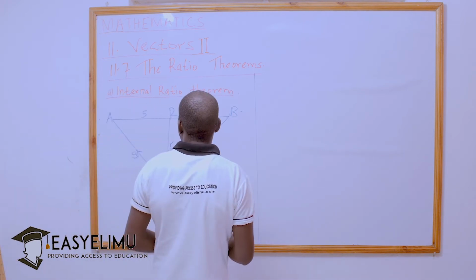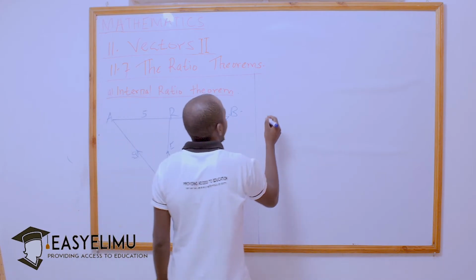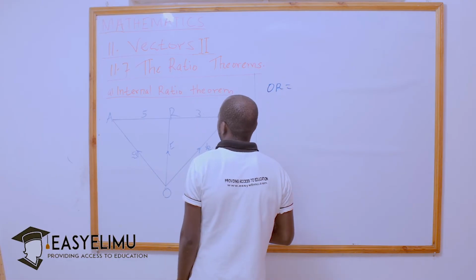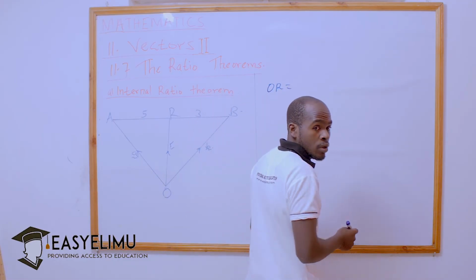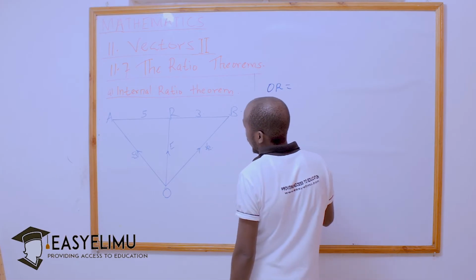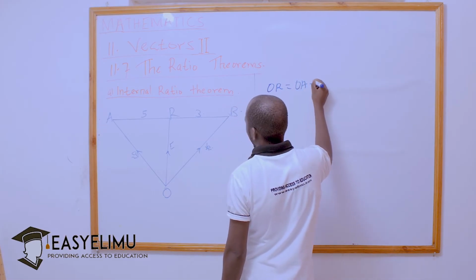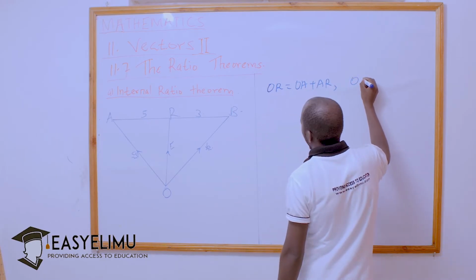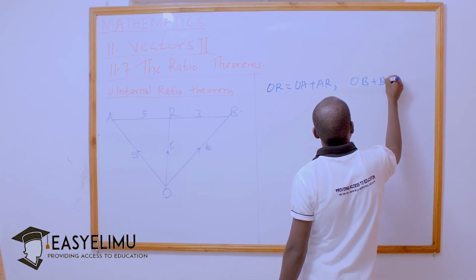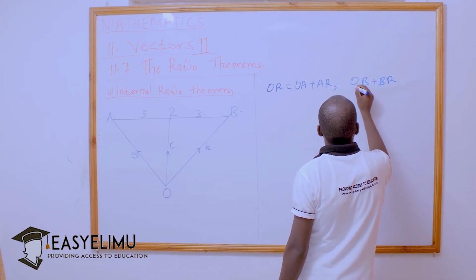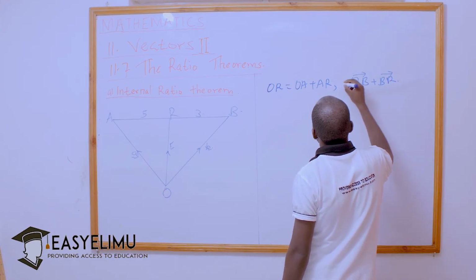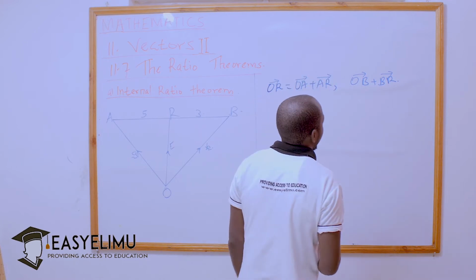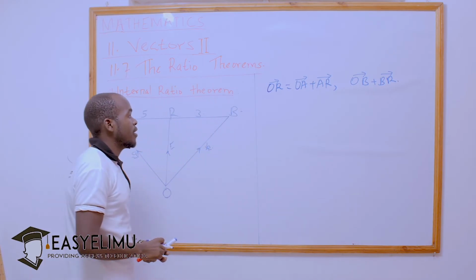So when we do that, if we want OR, we can find it in different ways. We can take OA plus AR, or we find it by taking OB plus BR. Remember, these are vectors. You can either indicate it that way, or you write it in bold, capital letters. So that is what we refer to as a vector.